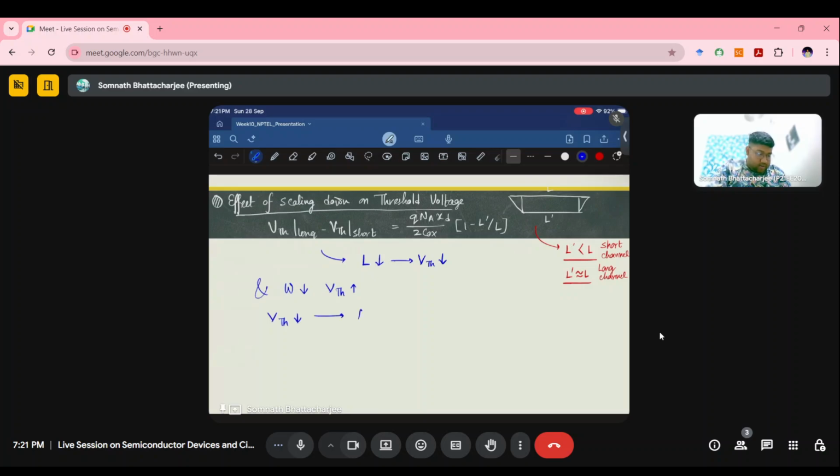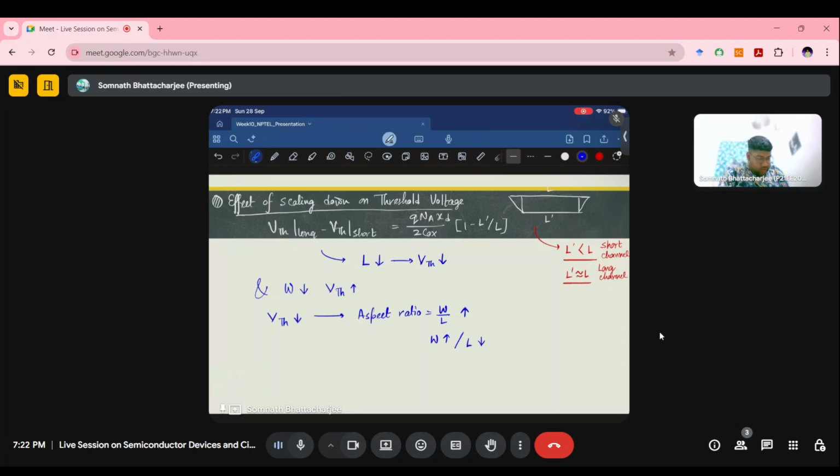So we can certainly say that the aspect ratio, or the W by L, should increase. So how can it be done? We can increase the W and reduce the L. If we are reducing L, we have to keep W constant, or even better, increase the value of W. So by these two factors, W and L, we can control the amount of VTH reduction or increase. These are the basic things.